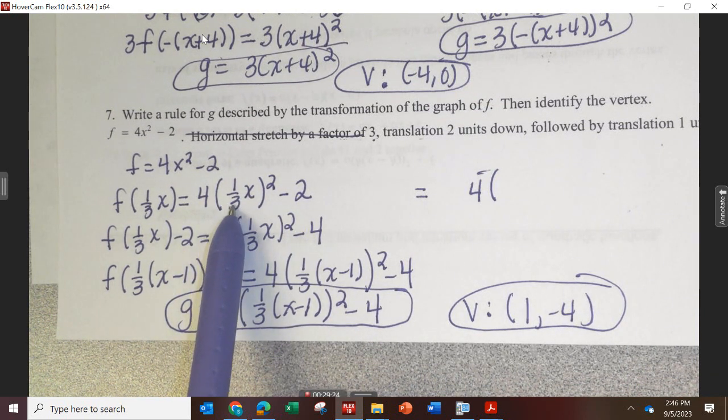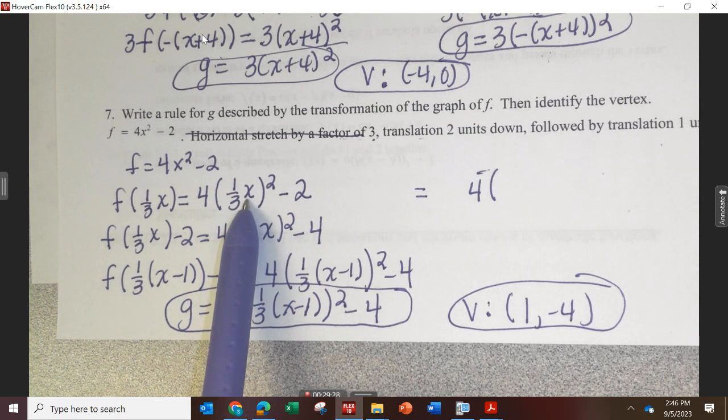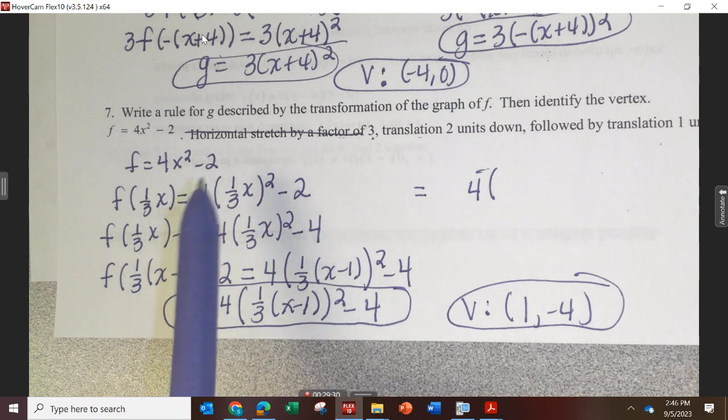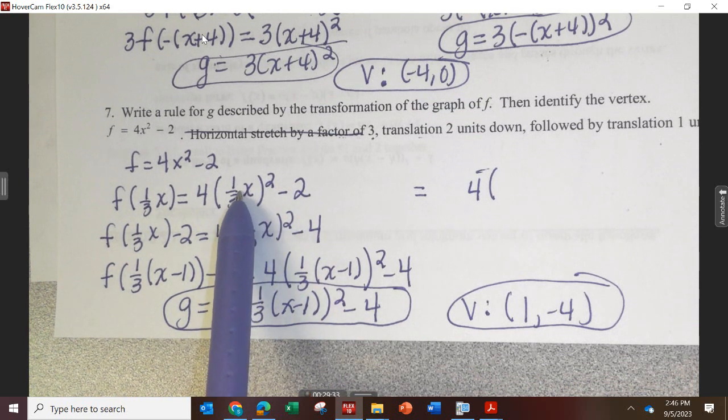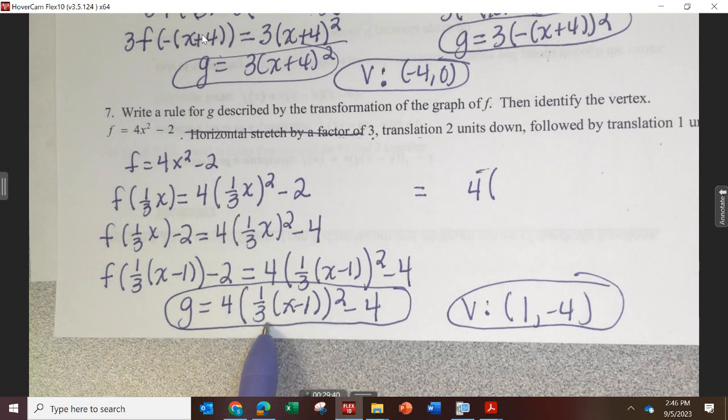Did anyone right here just go ahead and square the 1/3 x? No? Okay, then I'm not even going to go through that. You would technically be allowed to because it's multiplication. If it had been addition or subtraction, you couldn't. But yeah, there's what you should end up getting.